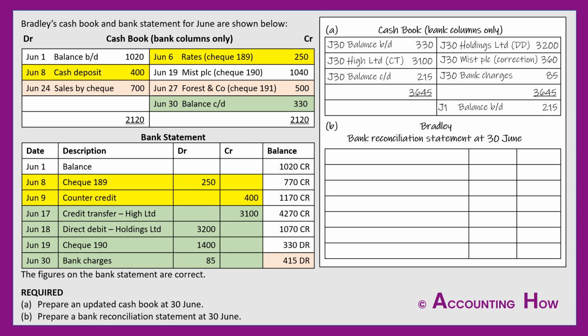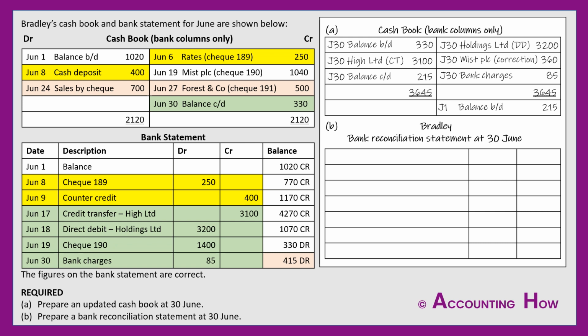You'll see I've highlighted the final balance on the bank statement, and then I've highlighted the things in the cash book that aren't on the bank statement. So I'm going to start with the balance as per the bank statement at the end of June, and we can see there that's £415 debit. From the bank's point of view, it's an asset, so that must mean that from the bank's point of view, Bradley owes them money.